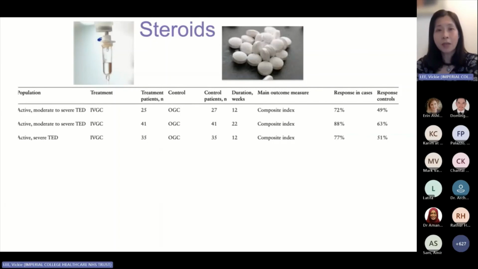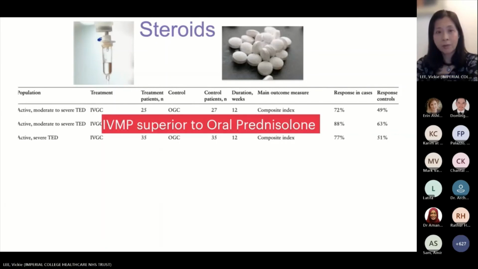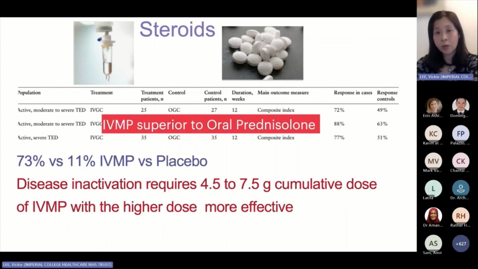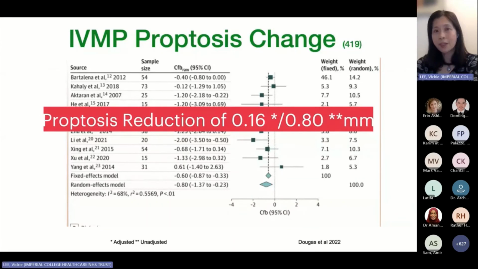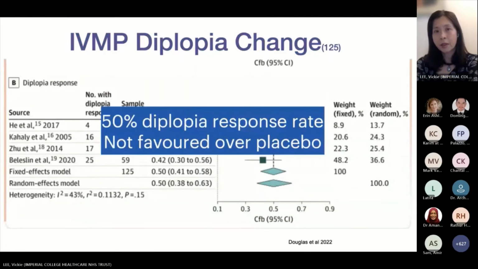So if you look at the evidence base of each, steroids. Intravenous methylprednisolone has a superior response to oral steroids. It's more effective than placebo. However, it needs 4.5 to 7.5 grams to be more effective. We're all familiar with the short-term and long-term toxicity. However, it doesn't really reduce proptosis, less than 1 millimeter found in this systematic analysis. And not very good for double vision either, about 50% response, looking at several studies.